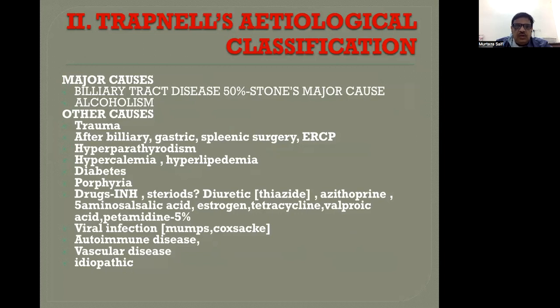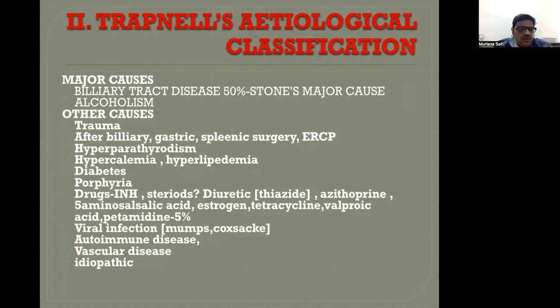Now come to the etiology of pancreatitis. Major causes: biliary tract disease 50%, stones being the major cause. Second to biliary tract disease is alcoholism. Third, other causes are trauma and surgery, biliary, gastric, splenic. ERCP is one of the important causes of acute pancreatitis; the operator doing endoscopic retrograde cholangiography, the patient may have acute pancreatitis. Hyperparathyroidism is one of the important causes of acute pancreatitis. Hypercalcemia is one of the important causes of acute and chronic pancreatitis both. Hyperlipidemia is also an important cause of pancreatitis.